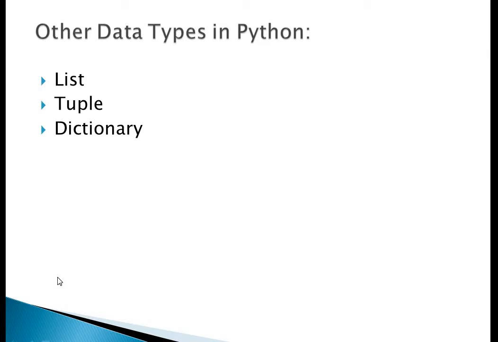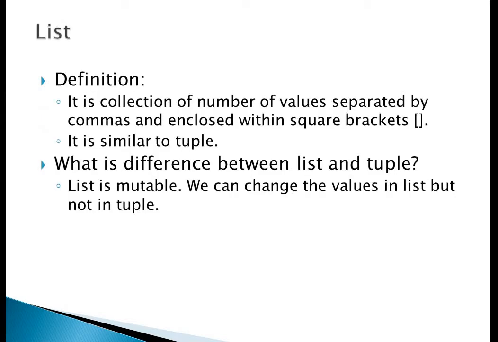So we will start with the first one, list. What is list? List is the collection of number of values separated by commas and enclosed within square brackets. This data type is similar to tuple. We are collecting many values using single variable. This is the advantage of list. List may hold values of same type or different types. That means we can have integer values as a list, we can have float values as a list, or we can have integer, float, string, tuple values as a list.